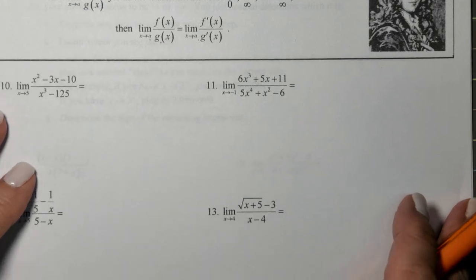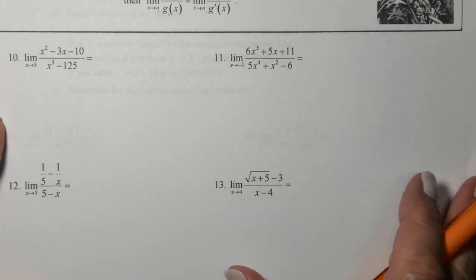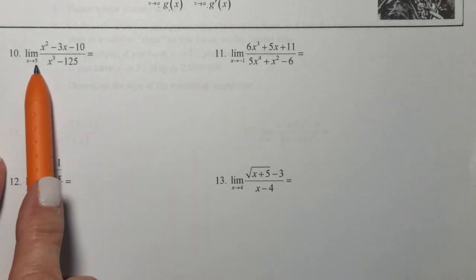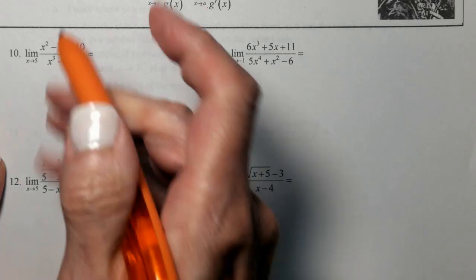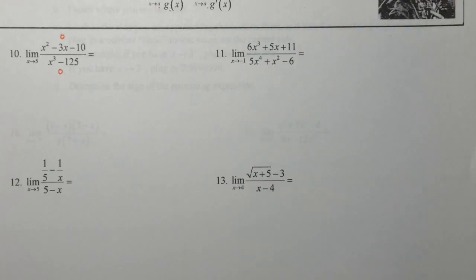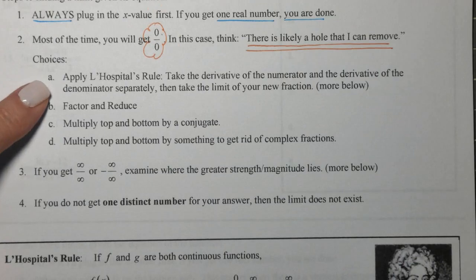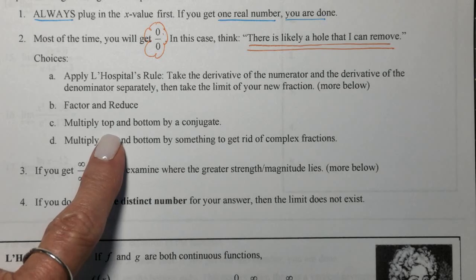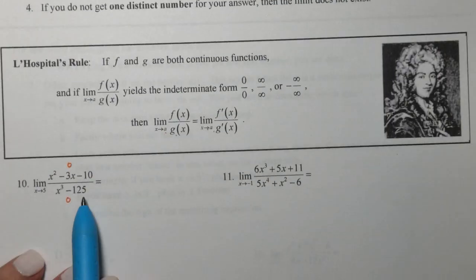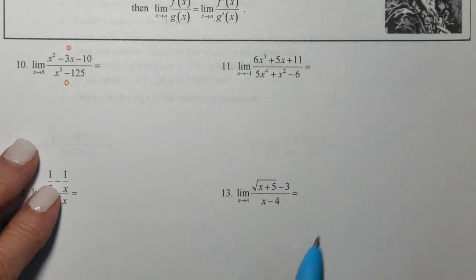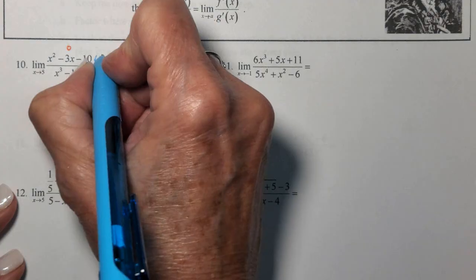All right, let's do some examples. First of all, number 10 here. When I plug in 5 for x, I get 0 over 0. Okay, so we have a choice. L'Hopital's rule, or factor and reduce. It would not be good for this problem to multiply top and bottom by a conjugate, and there are no complex fractions here. So I can either factor and reduce or use L'Hopital's rule. It is easier for me to use L'Hopital's rule, so I will.